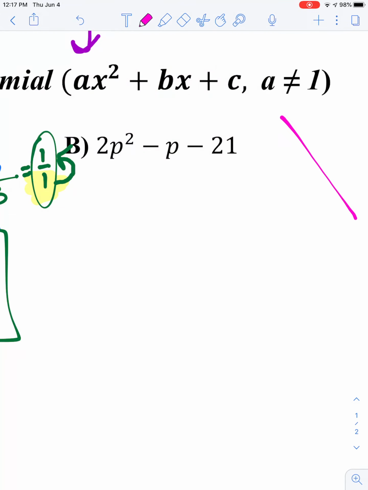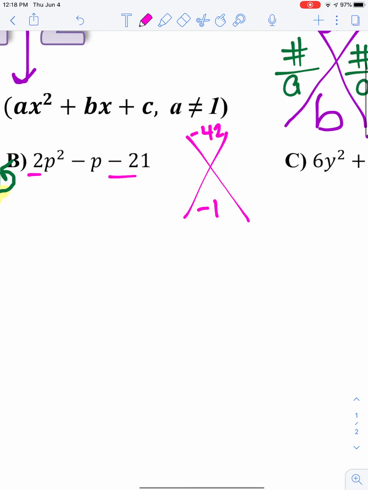Part B, I set up my puzzle with 2 times negative 21 on top. So it's negative 42. And on the bottom, I have a negative in front of p, which would be a negative 1. So I need two numbers that multiply to negative 42 and add to negative 1. If you'd like to make your list of factors, go ahead. You can list 1 and 42. You can list 2, 21. You can list 3 times 14. 4 doesn't work, 5 doesn't work. You have 6 times 7, and that's our entire list.